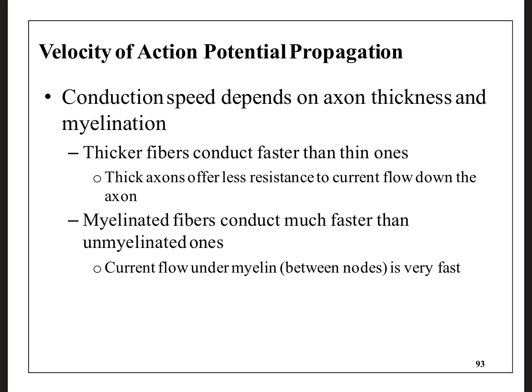So less resistance, remember Ohm's law: voltage, current, resistance. Less resistance means current can move faster. Therefore, thicker diameter, easier current flow, faster conduction. So the thicker the fiber, whether or not it's myelinated, those are the fastest conduction that happens.